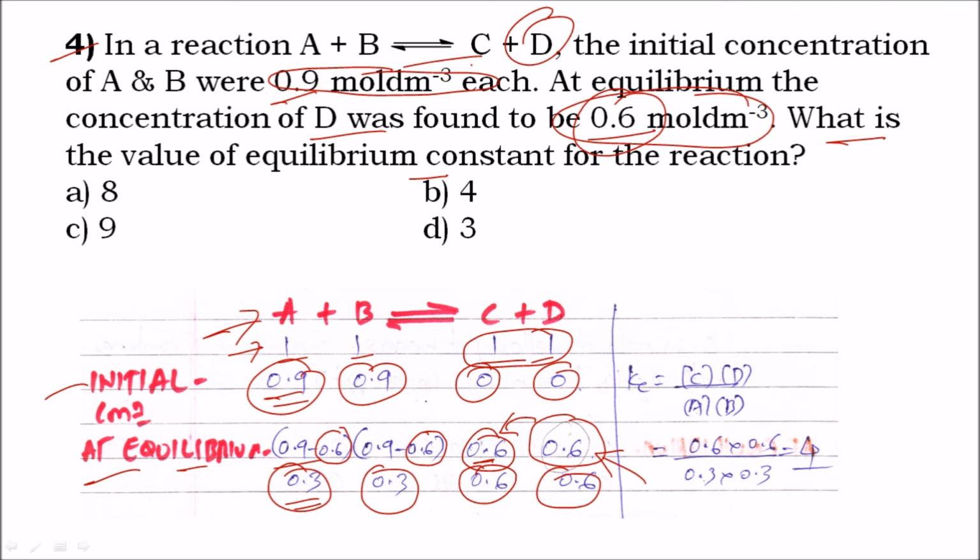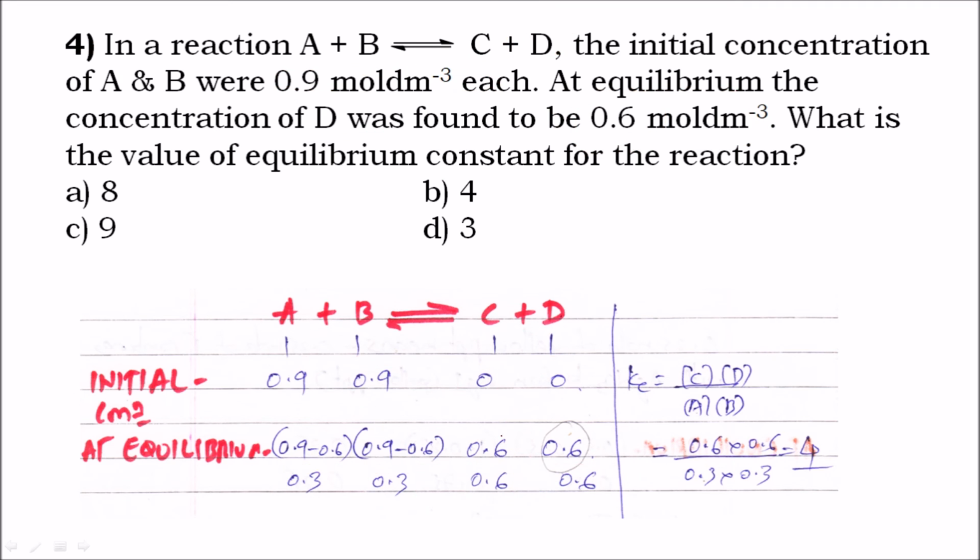So be careful here. Most of the time, students will take 0.6 here, 0.6, and again they'll take A and B also as 0.6 only, but that is only the reacting part. So if 0.6 reacts, then we need to subtract it from the initial concentration. So remaining will be what? 0.3. Okay, now it is simple.